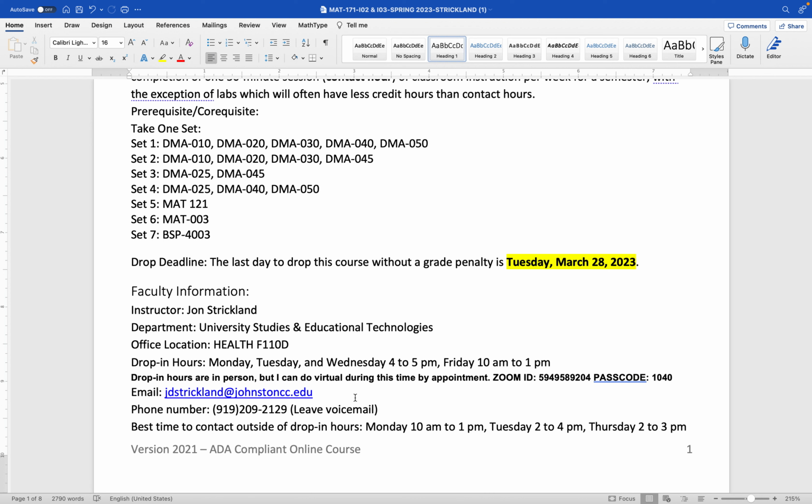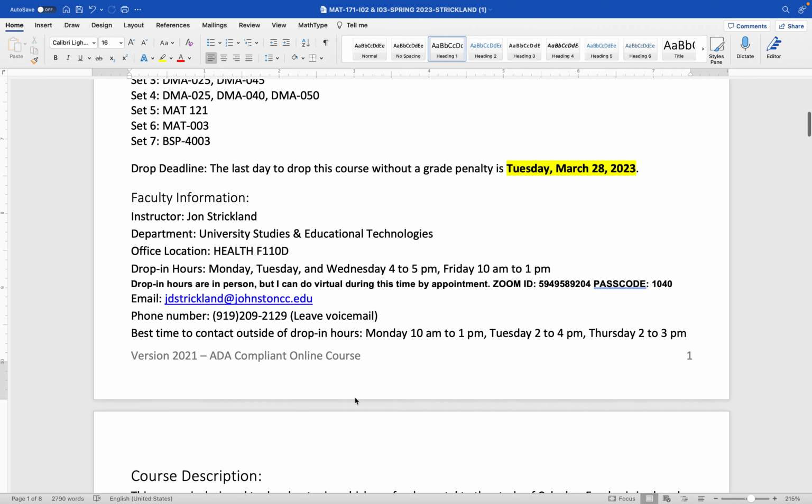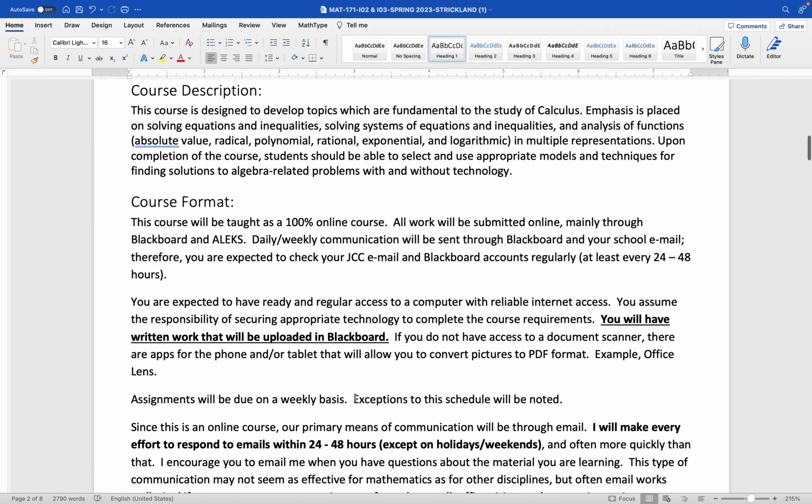Now for the course itself, Math 171 is a course that is designed to develop topics which are fundamental to the study of calculus. Emphasis is placed on solving equations and inequalities, as well as what we have in various systems throughout. Also we have analysis of functions of various kinds, including absolute value, radical, polynomial, rational, and towards the end of the course, exponential and logarithmic types.